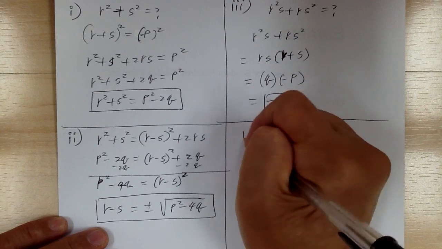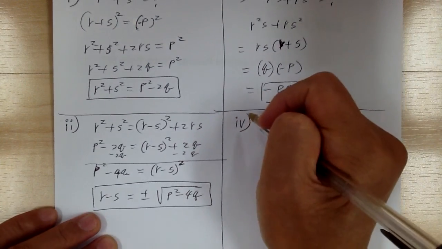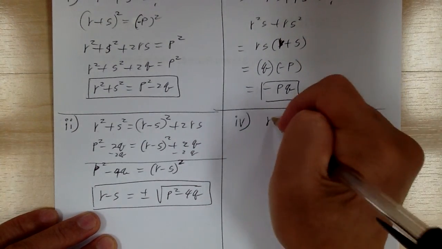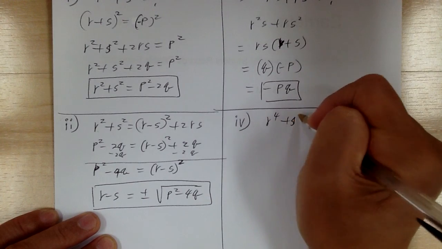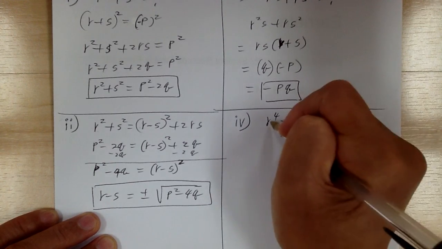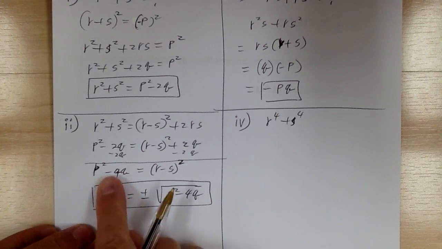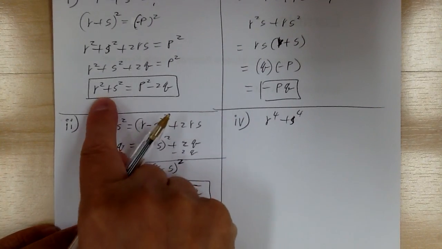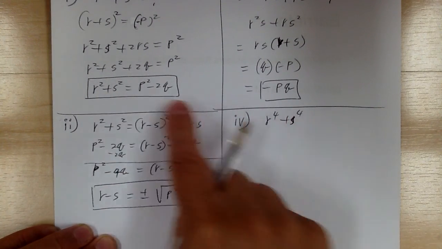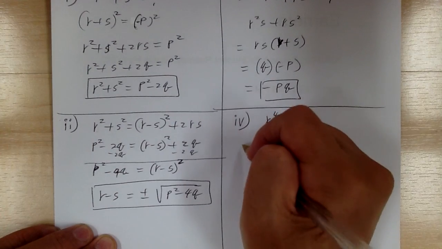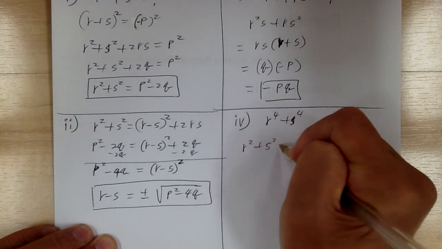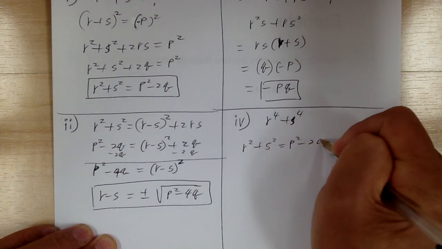Okay, let's do the fourth one. Fourth one, we're looking for r to the 4 plus s to the 4. Okay, we have the square over here. So to get to the fourth, we need to square that. So r squared plus s squared equal to p squared minus 2q.